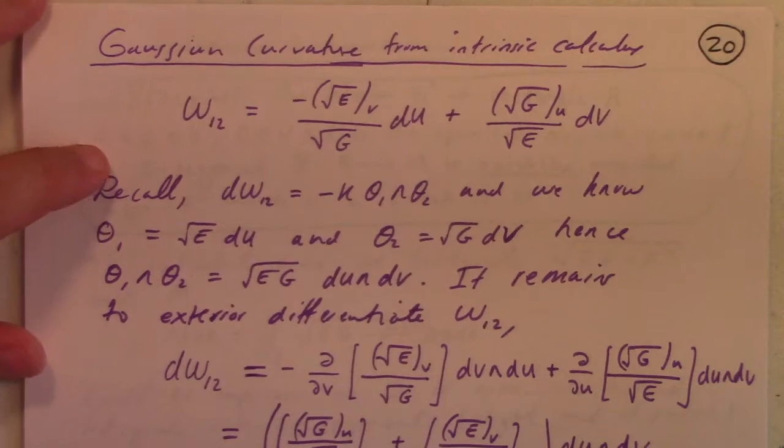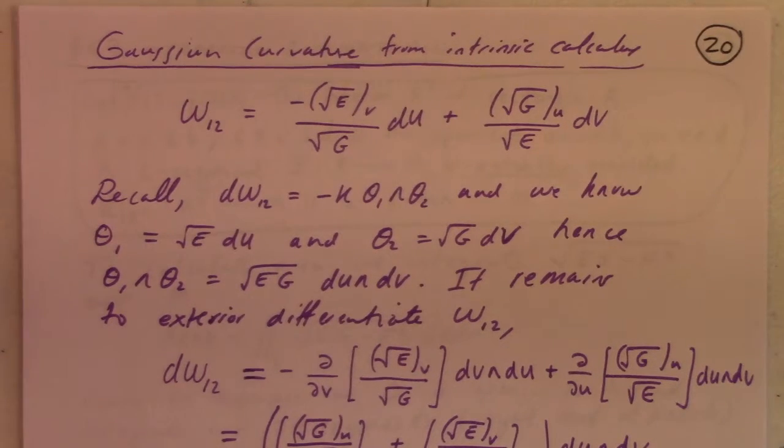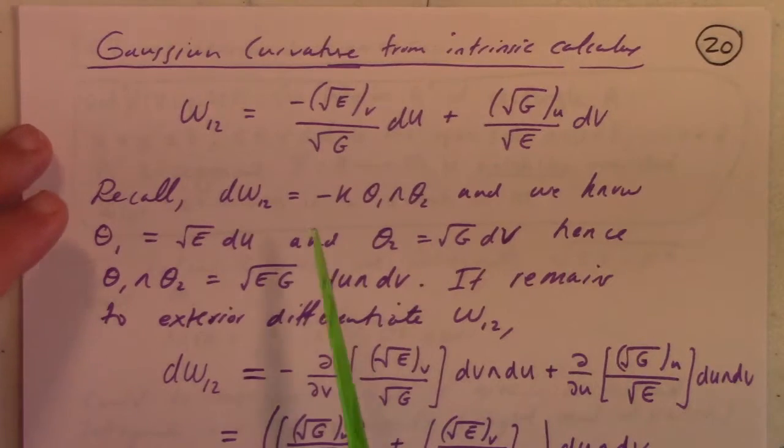Gaussian curvature from intrinsic calculus, then. Let's get to it. We have everything we need to find a formula for the Gaussian curvature k in terms of E and G. There's F equal to 0 here because we're working with an orthogonal patch, not principal, excuse me. May or may not be that this is principal, I don't know.